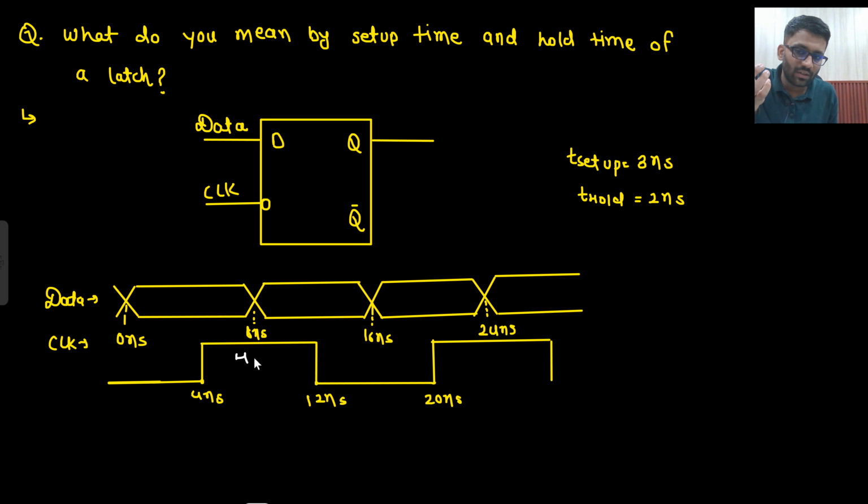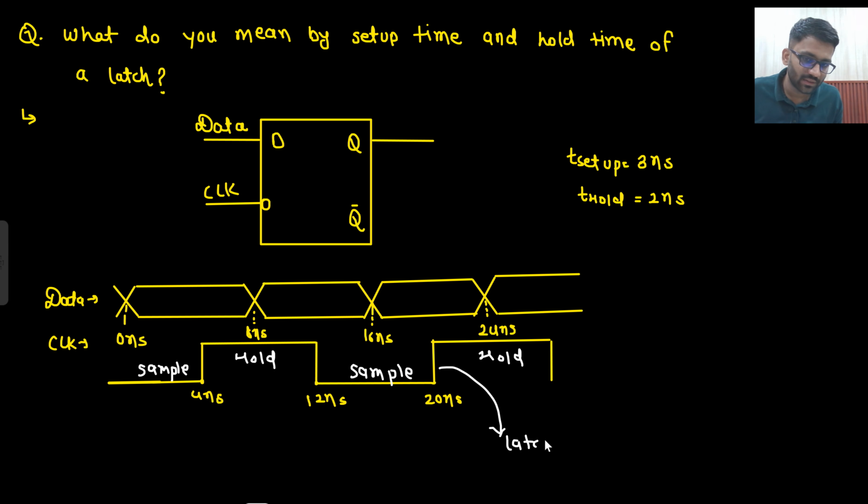So here it will hold. Here it will sample. Here again it will sample. This is negative level triggered. Here it will hold. The same example is there. So here it will sample. Now where is the sample about to end? At this edge. So this is known as latching edge. This is your latching edge.